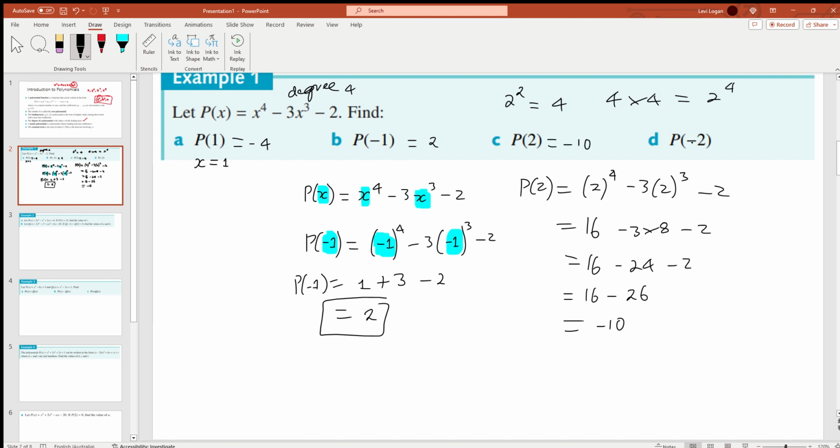And then the exact same thing with p of negative 2. So p of negative 2 will be negative 2 to the power of 4 minus 3 times negative 2 cubed. And the only thing that changes here is this bit here. This will be negative still. So it will be positive 24 minus 16 minus 2. So that's going to give us negative 18 plus 24, which I believe is 6. So that will be the answer for that one there.